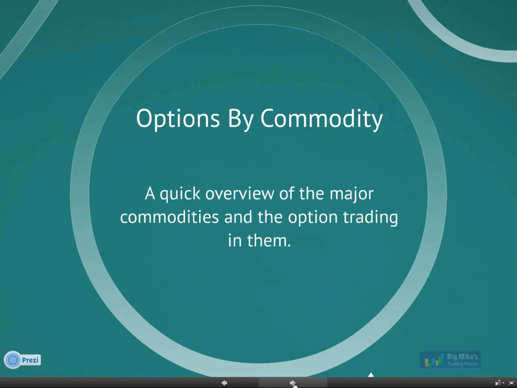Okay, now we're going to have a quick discussion of options by commodity. I'm going to cover the major commodities and the option trading in them and the quirks of each one of those.